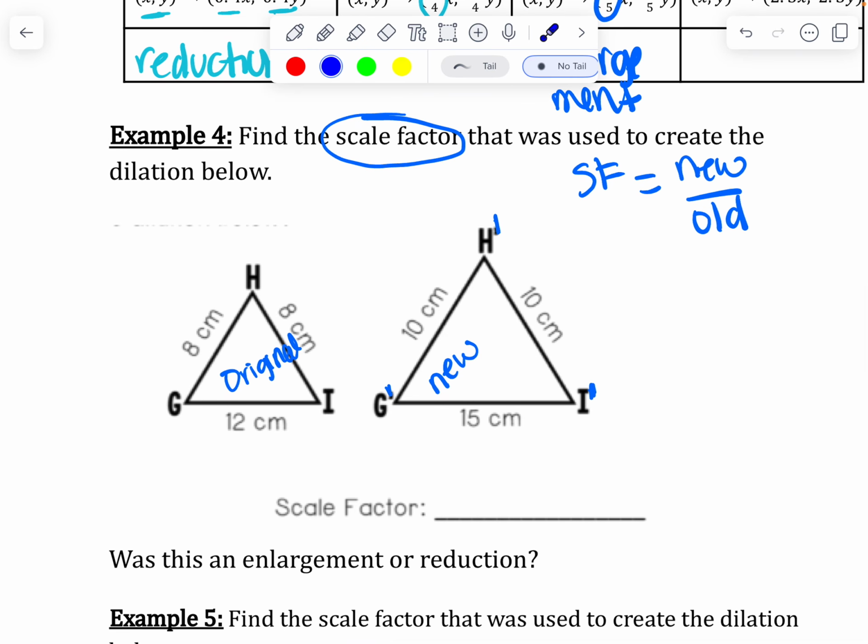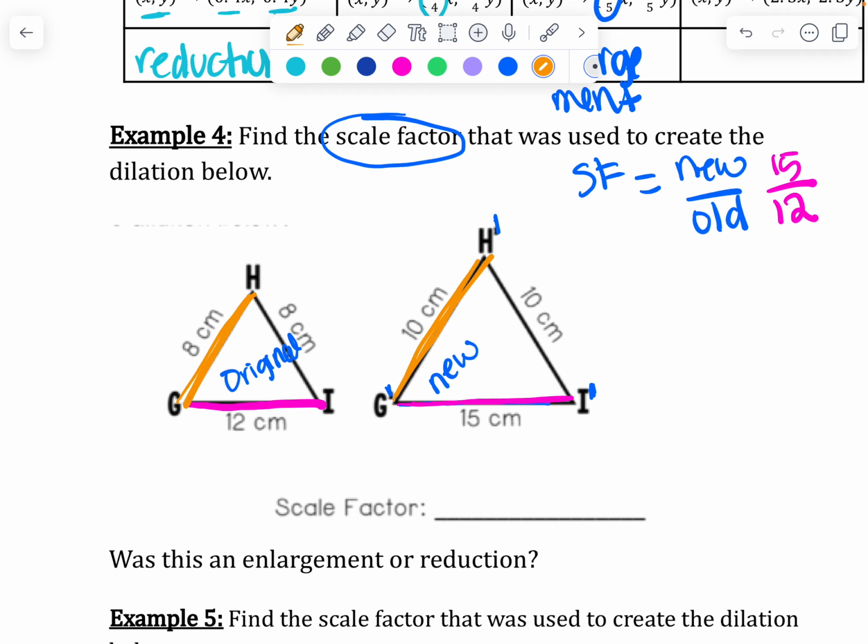Now all you have to do is find your corresponding sides. It doesn't matter which side you use, you will get the same answer. For this purpose, I'm going to use this bottom right here. So I'm going to use the 15. That's going to be my new number. And on the old triangle, or the original one, the 12 corresponds. So the 12 is going to go down here. Again, it doesn't matter which side you use as long as they're corresponding. Let's say I use this side, which corresponds with this. I'm still going to get the same answer.